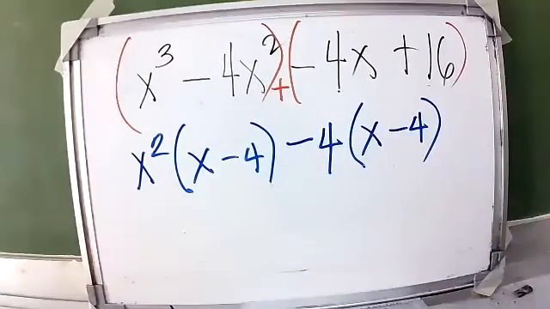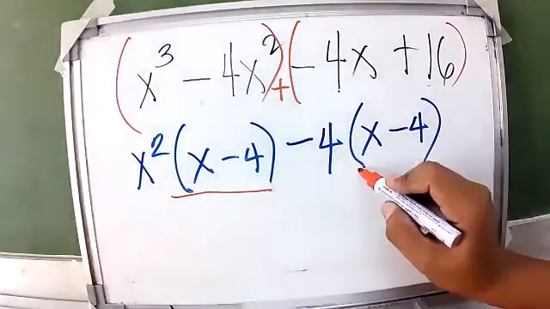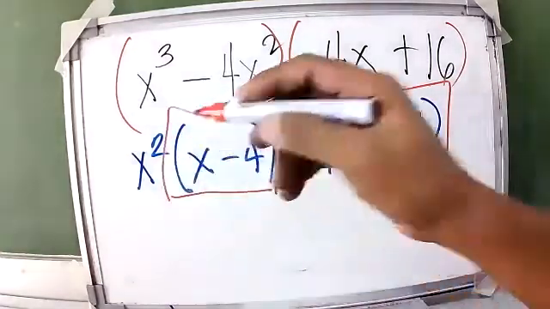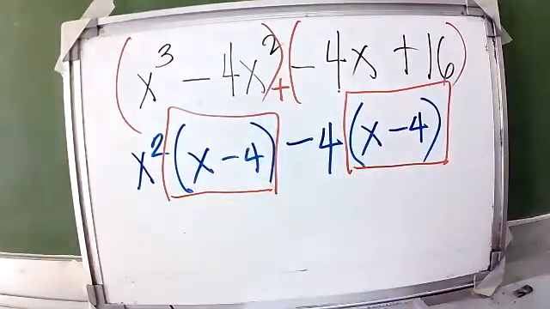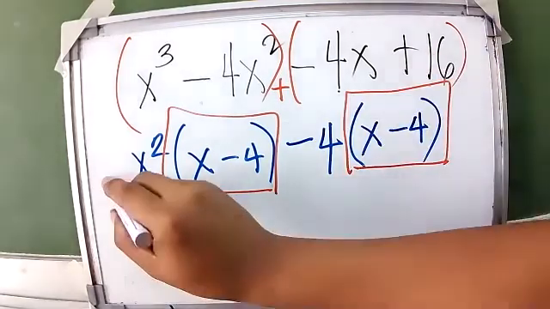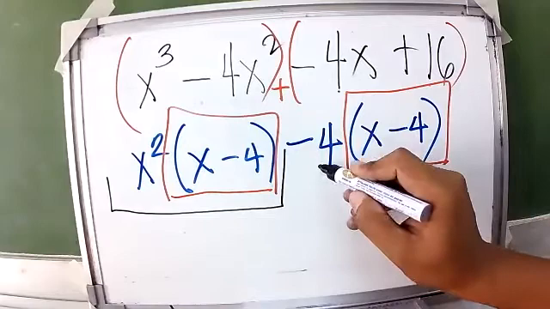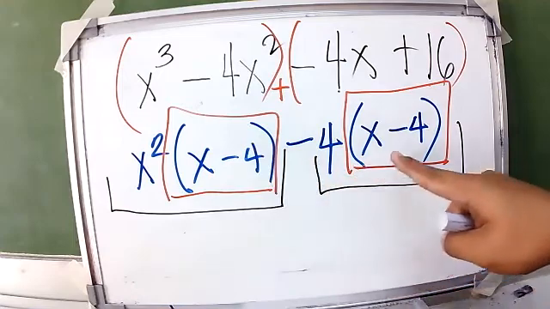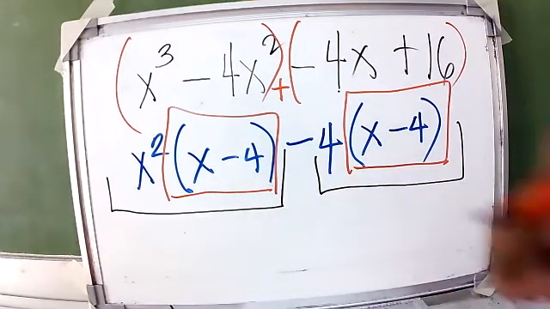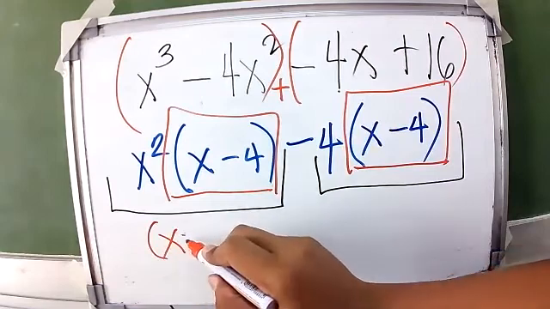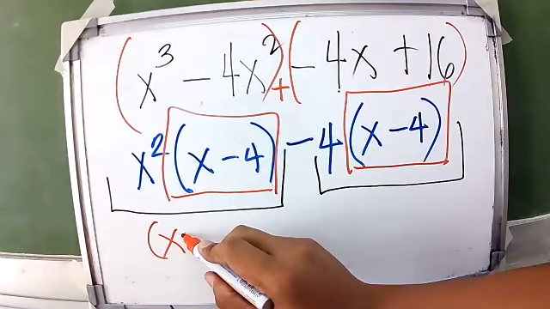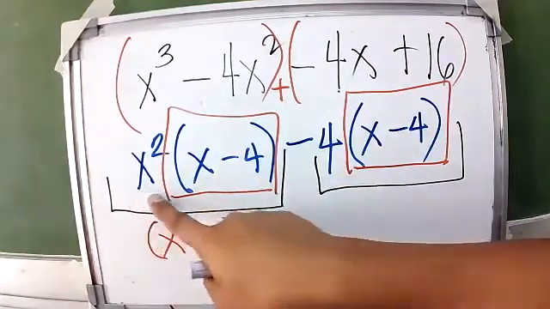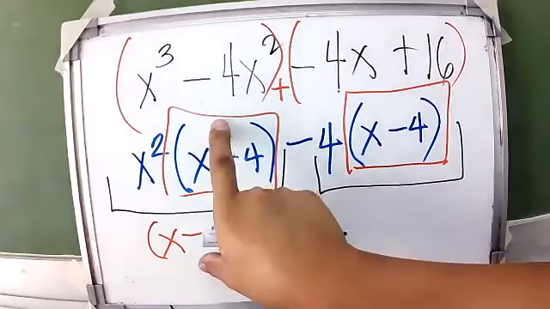And of course, our goal for factoring by grouping is now achieved. We now have this x minus 4 as the common factor between these two terms. Okay? Remember, we have two terms here. That's the first one. And this is our second term. Okay? Now, let's factor out our common factor, which is x minus 4. We have here x minus 4 times this term divided by x minus 4. What's left is x squared.